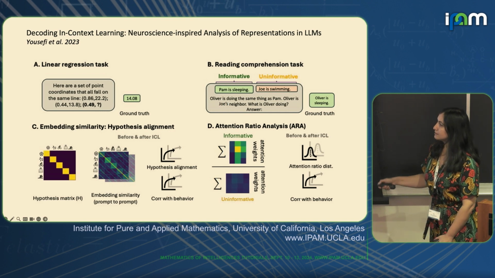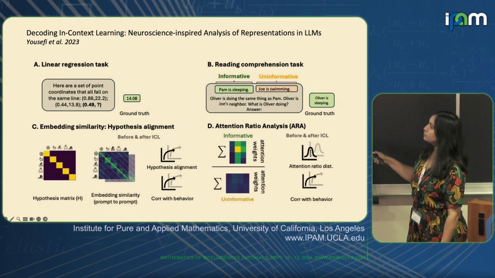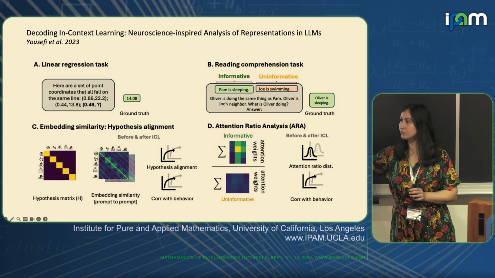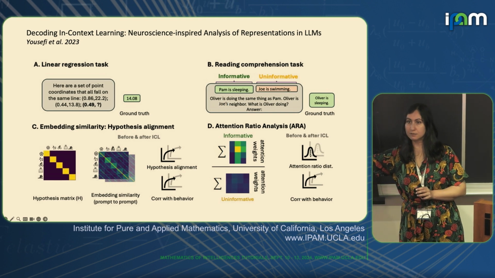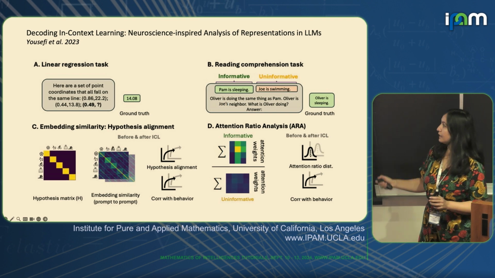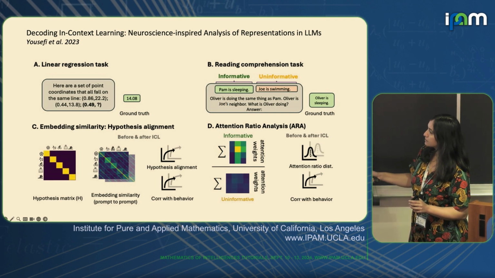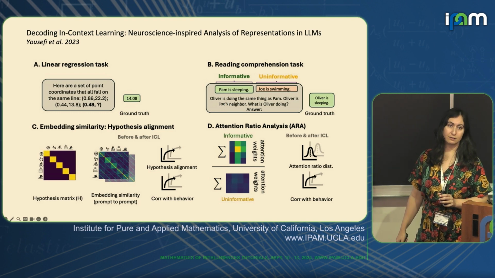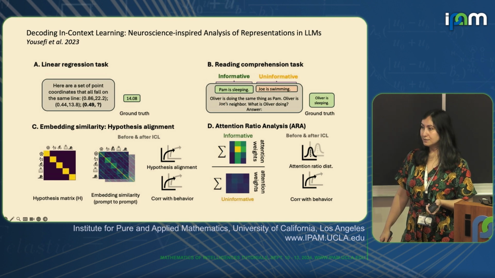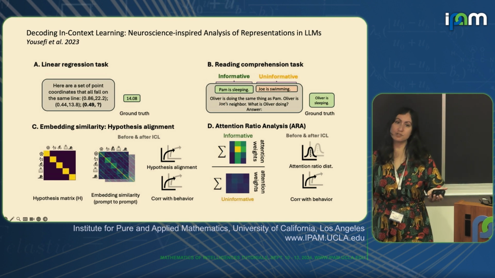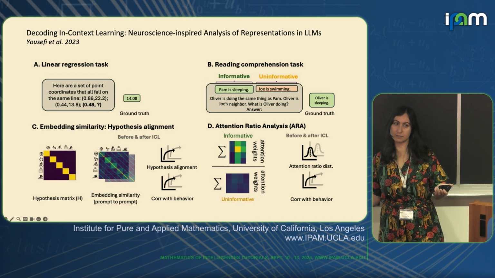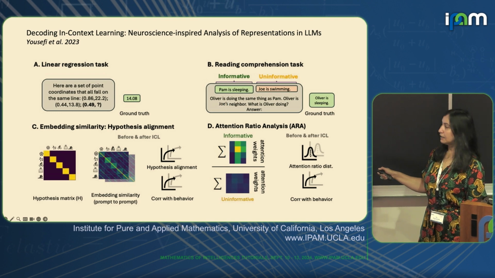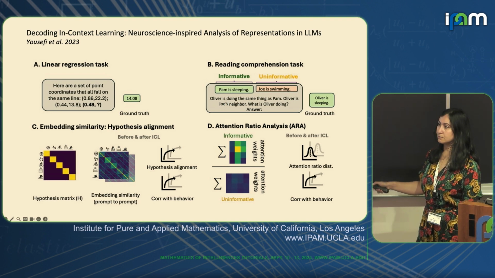So what we do in our analysis is we look at the attention to different parts, different subsequences of the prompt. We measure that attention between the response and those subsequences. And then we compare the sum of informative over the sum of uninformative attention weights. Once you have that, you can say, this is my attention ratio for informative versus uninformative. And how did it change before and after ICL, in-context learning? And how did this change correlate with changes in behavior?